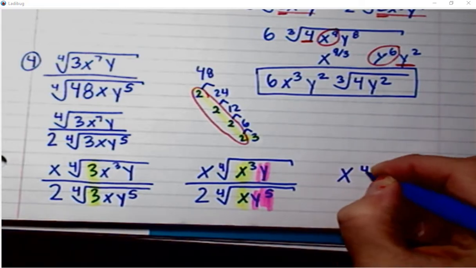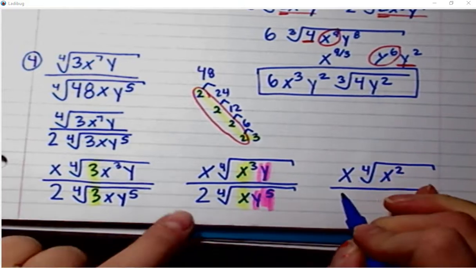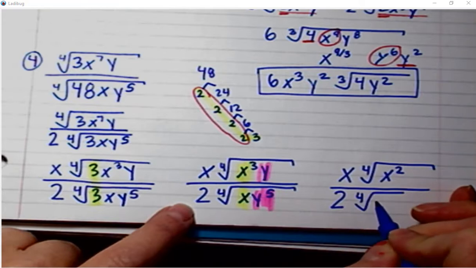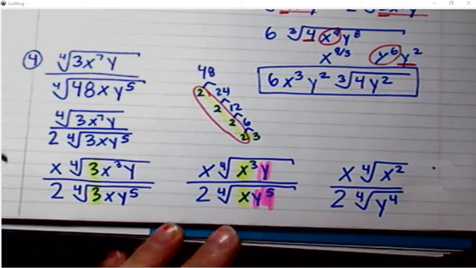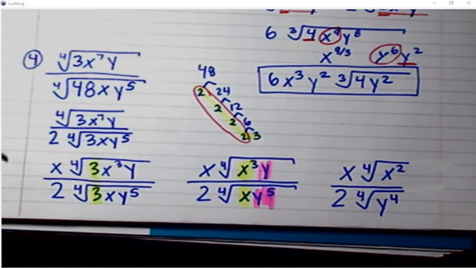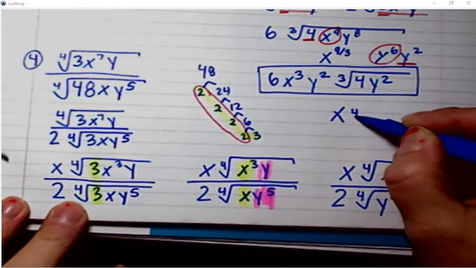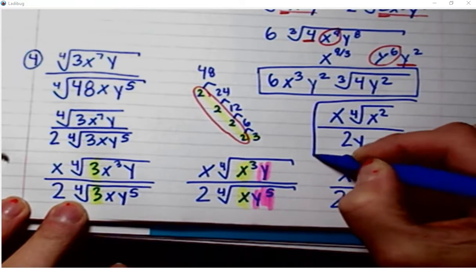So we get x 4th root. So we're going to get the x squared on the top. And we're going to get the 2 4th root y to the 4th on the bottom. Okay, I'm not quite finished. What else? Ooh, Tessa. Take the y out of the bottom. Okay, so x 4th root x squared over 2y.